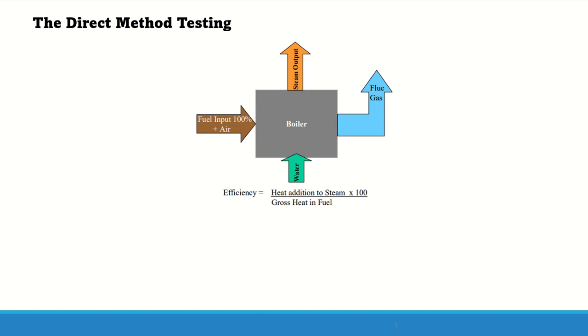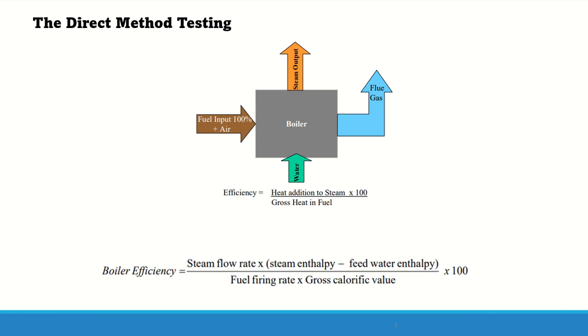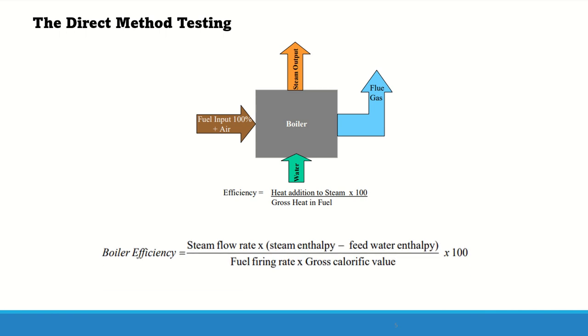From that, efficiency equals heat addition to steam divided by gross heat in the fuel. The particular formula is the steam flow rate times steam enthalpy, which is the output of the boiler, minus feed water enthalpy, which is the input of the boiler, divided by the fuel firing rate. Fuel may be coal, furnace oil, low sulfur fuel oil, and also naphtha. These are the fuels and calorific value.